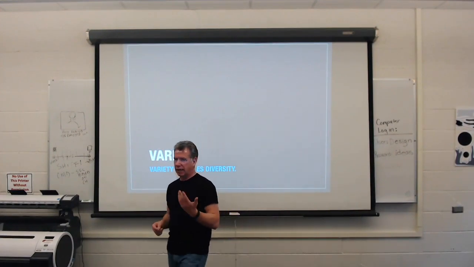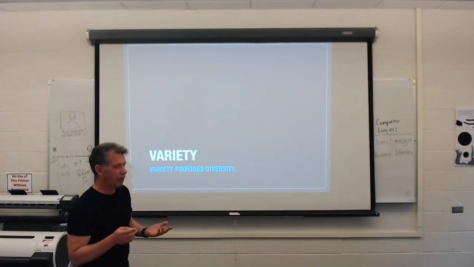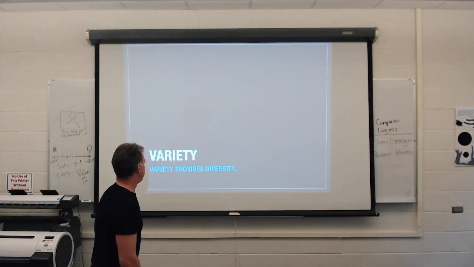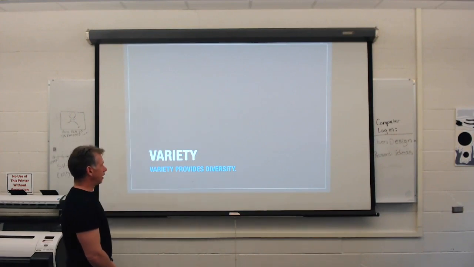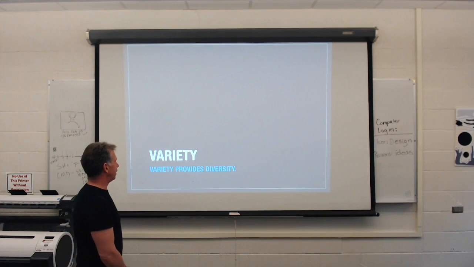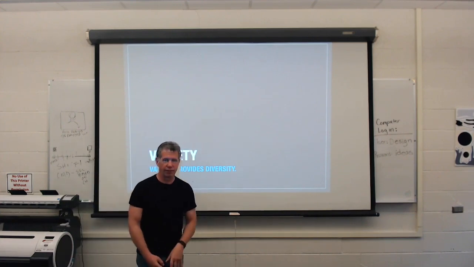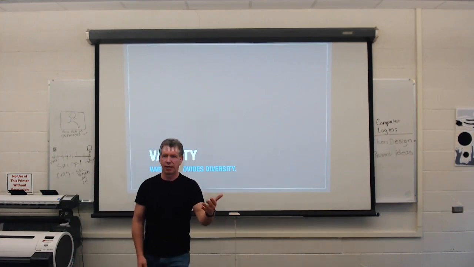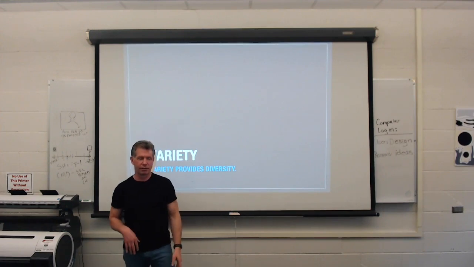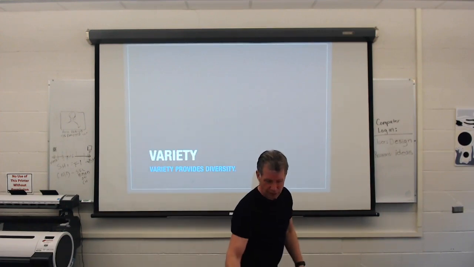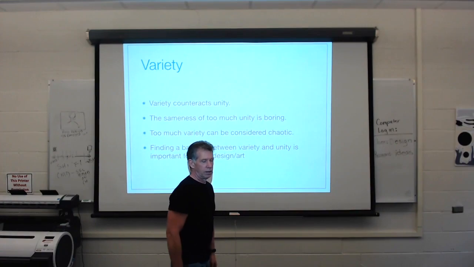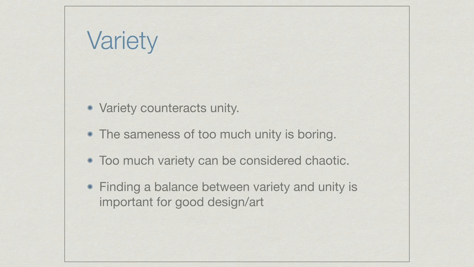So, as I said, the opposite of unity is variety. And the basic understanding of variety is that it provides diversity. It's the chaos. It's the opposite of harmony. All right, so variety. Variety counteracts unity. I already stated that. The sameness of too much unity is boring.